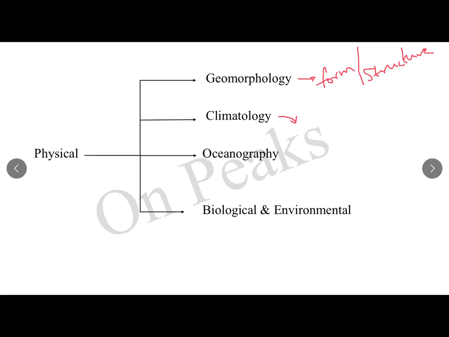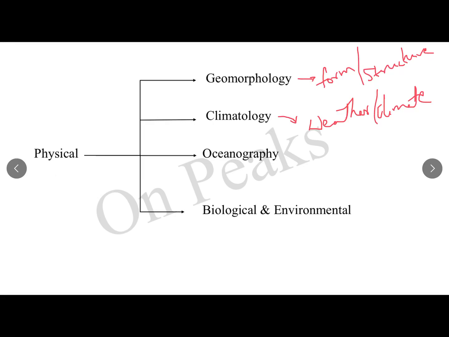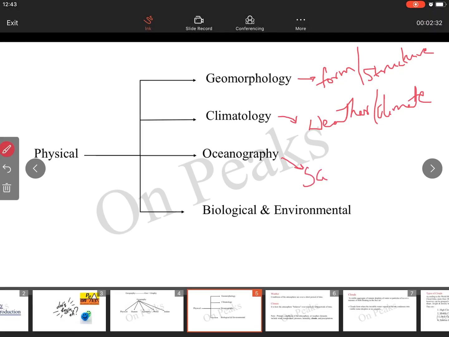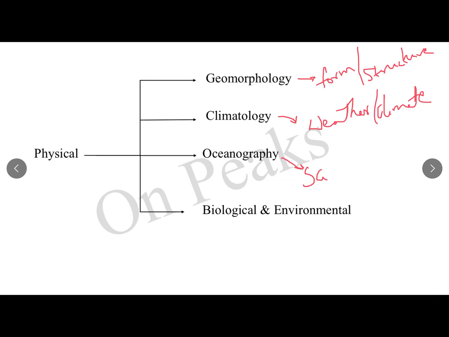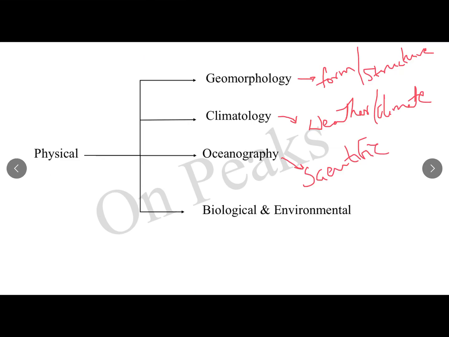Next aspect is climatology. As the name suggests, it is the study of weather or climate of the earth. Next aspect is oceanography. As the name suggests, it is the scientific study of oceans. Scientific study of oceans is called oceanography.